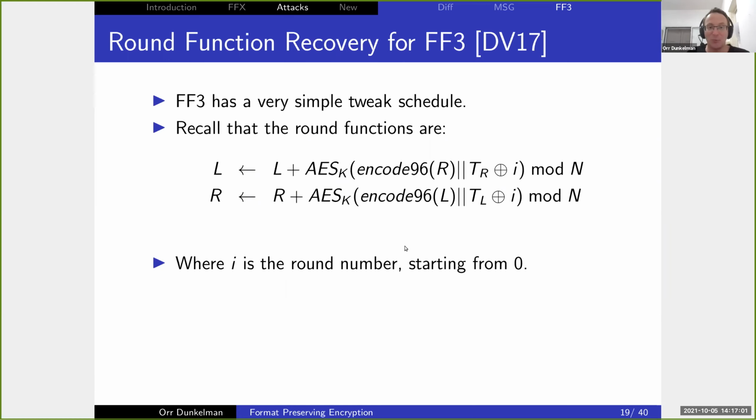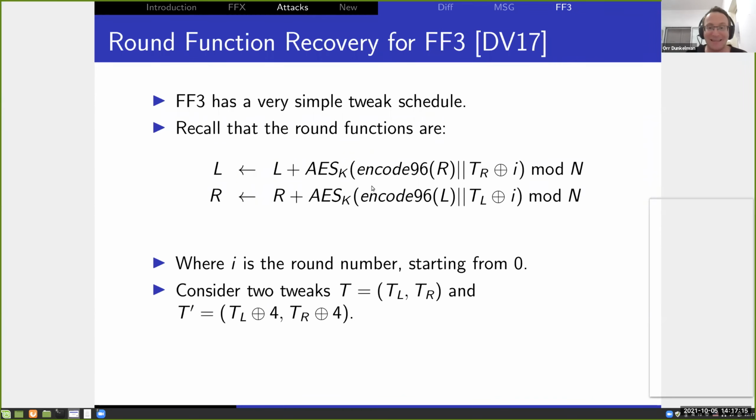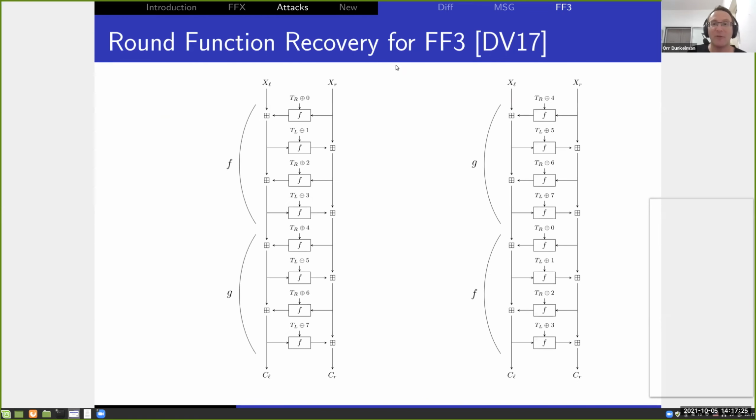And this has to do with the following weird phenomenon called carry. You all heard about it in 1st grade or 2nd grade or 3rd grade, depending where you studied math, arithmetic. But apparently, if you take 2 tweaks, TL and TR, and T prime, which is TL XOR 4 and TR XOR 4, you get the following 2 things, and I hope that you see this.